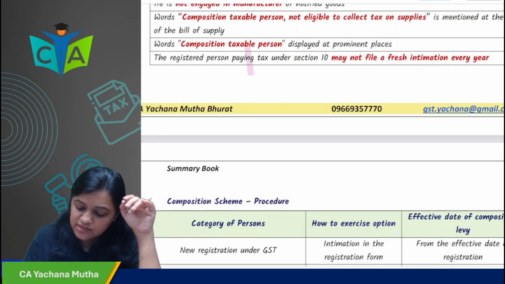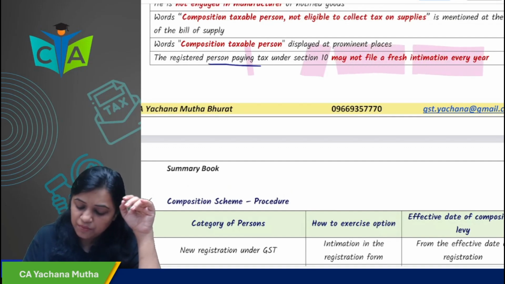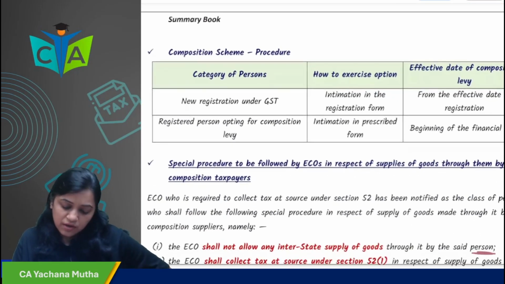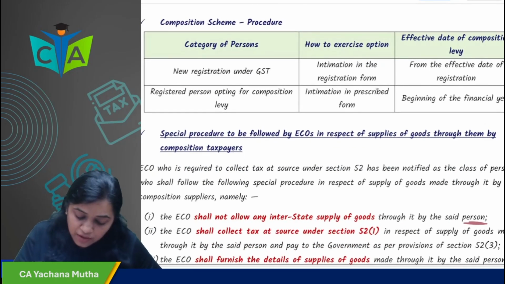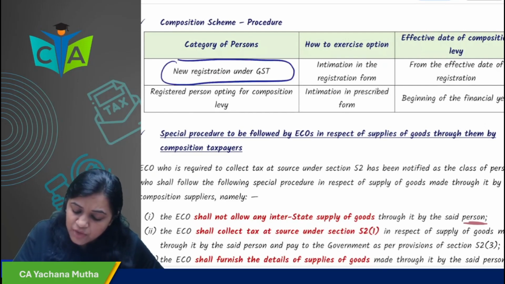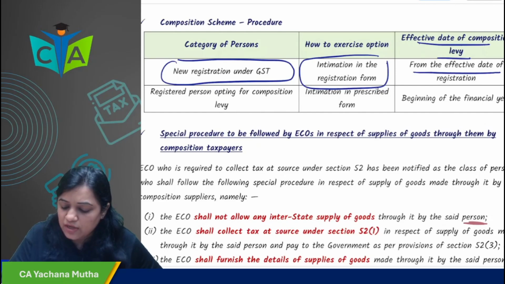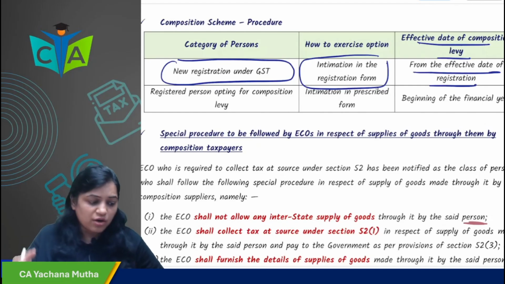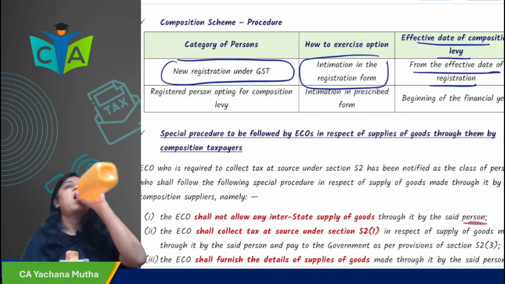The registered person paying tax under section 10 need not file a fresh intimation every year. So if you are a registered person paying tax under section 10, you are not required to file intimation every year. Now the procedural part, very simple. If you are taking new registration under GST, how will you exercise the option for composition levy? You will intimate it in your registration form, and your composition levy will be effective from the effective date of registration. From whichever date your registration is effective, your composition scheme will also become effective.